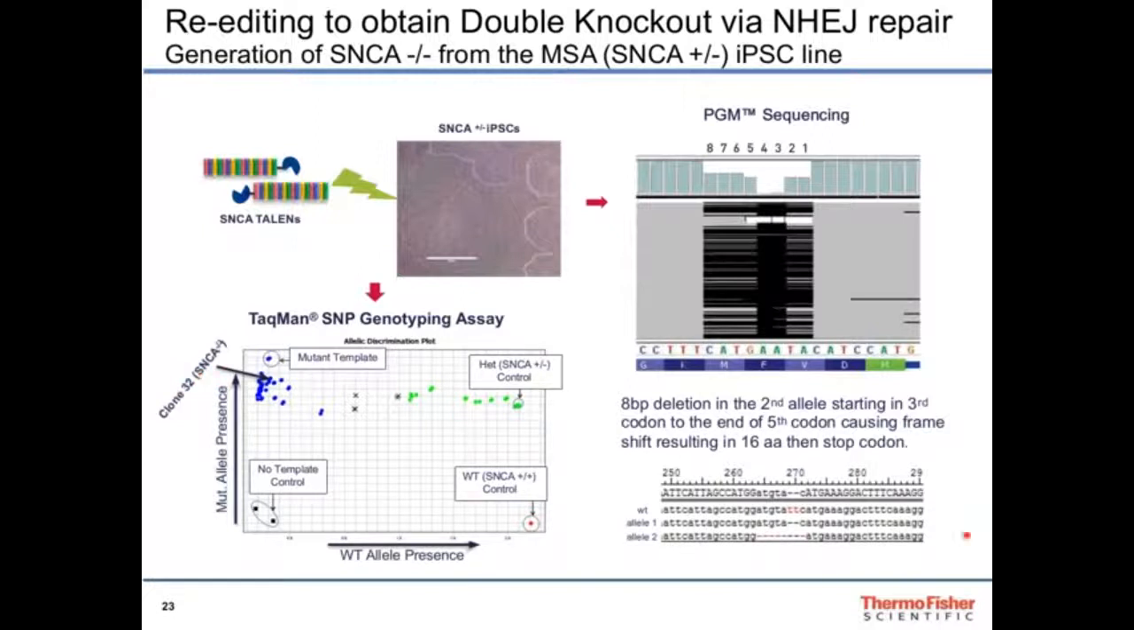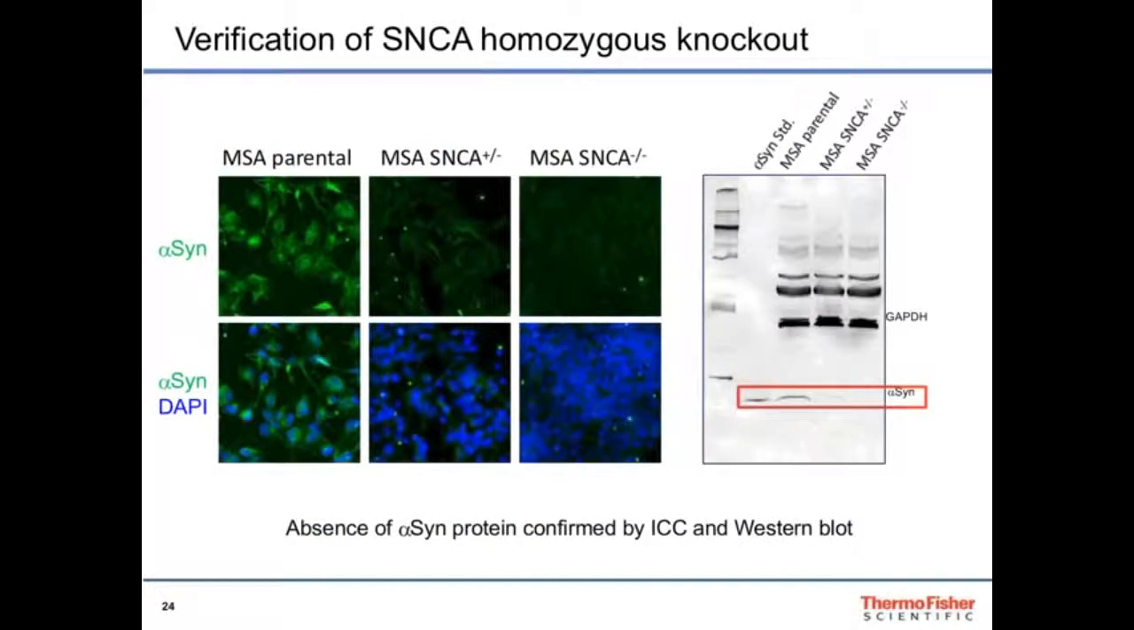We then sequenced them again and showed that in the first allele we had a 2 base pair deletion, which would cause a frame shift. In the second allele we had an 8 base pair deletion. Both of them led to stop codons, ensuring that we have a knockout in those cells. We then checked Western blot and immunohistochemistry and showed that in the double knockout, in the far right lane, we have no detectable alpha-synuclein protein. So now we have that matched set. We've sent that back to the Parkinson's Institute, and they're doing biochemistry on that.